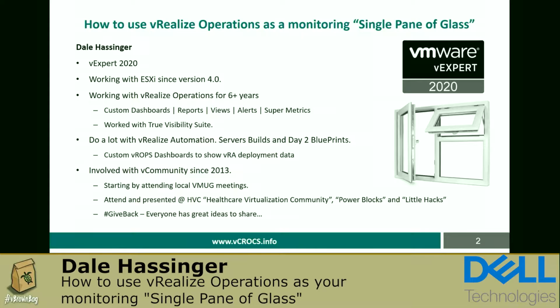A little bit of my background. I've been using ESXi for quite a few years, and vRealize Operations for over 6 years. I create a lot of custom dashboards, reports, and alerting. I've been using the True Visibility Suite. I also do a lot with vRealize Automation, so I'm going to show some demos of that whole single pane of glass, and how you can integrate the two together.